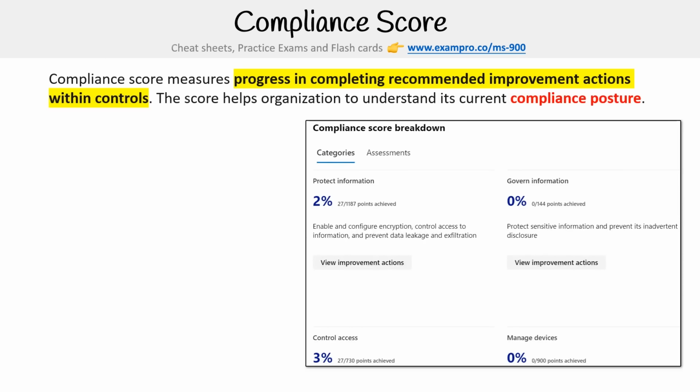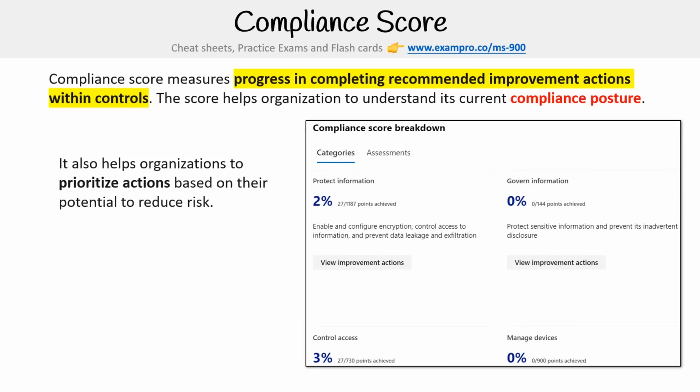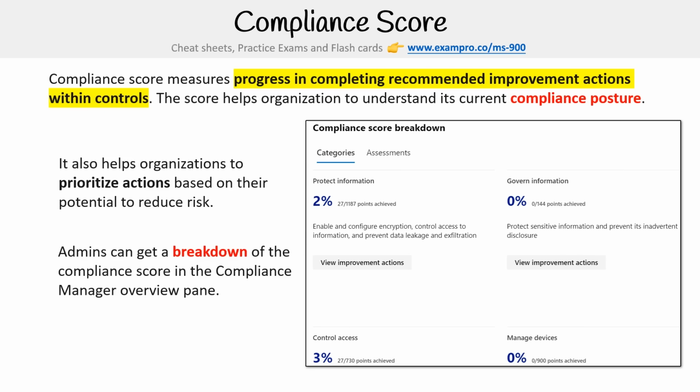Compliance Score measures progress in completing recommended improvement actions within controls. The score helps organizations to understand their current compliance posture. It also helps organizations to prioritize actions based on their potential to reduce risk. Admins can get a breakdown of the Compliance Score in the Compliance Manager overview pane.